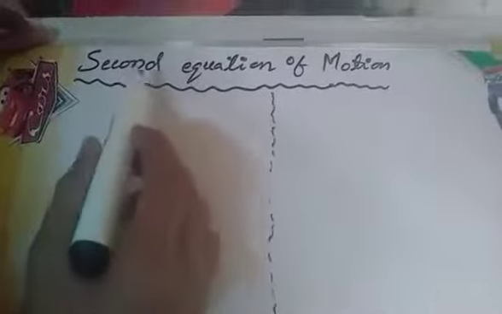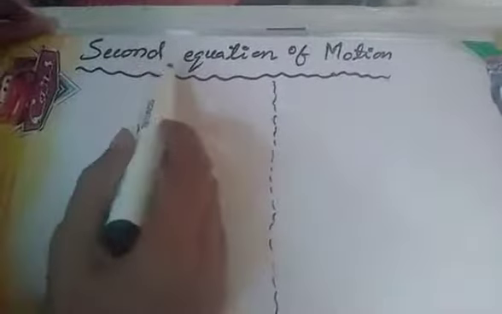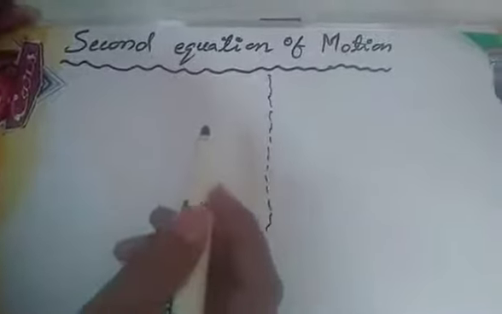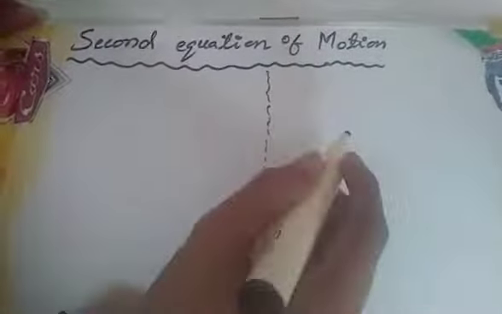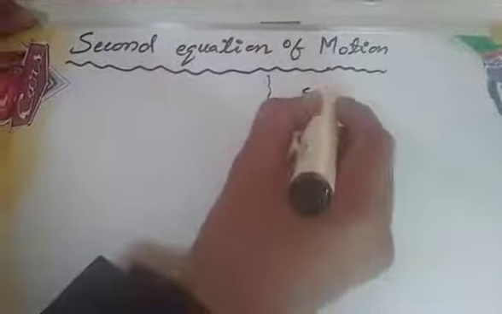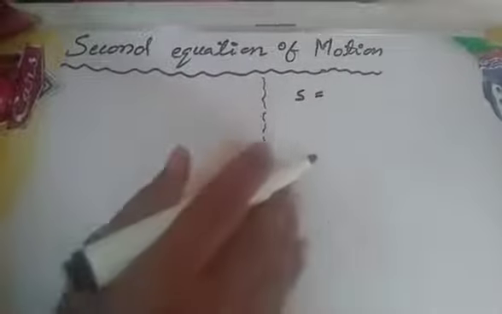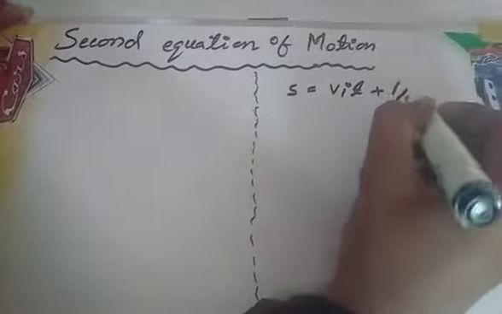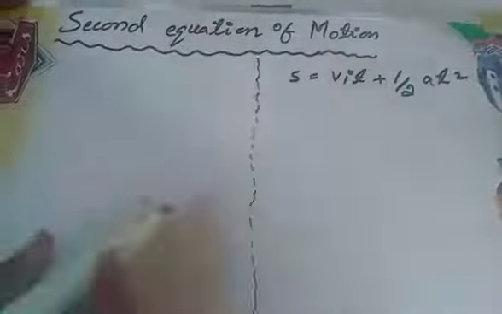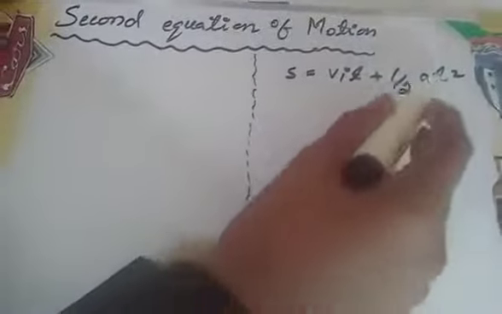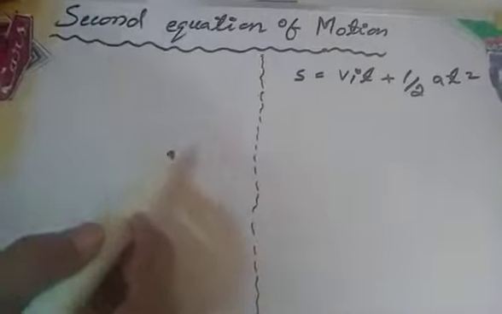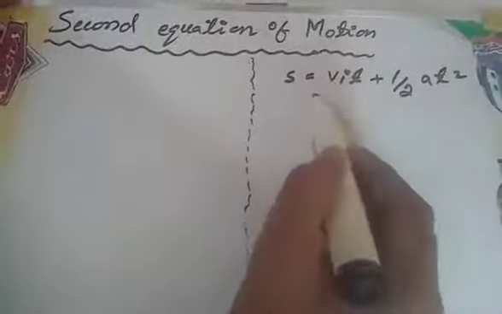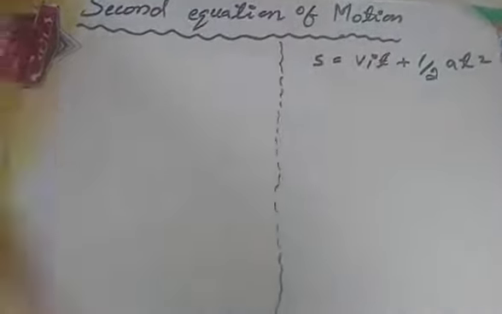In this video, we will learn the second equation of motion and how we can derive the relation for it. The displacement covered by the body during constant acceleration is S = Vi t + 1/2 a t². This is the relation for the second equation of motion. We have to prove this equation. Okay, let's come to prove it.